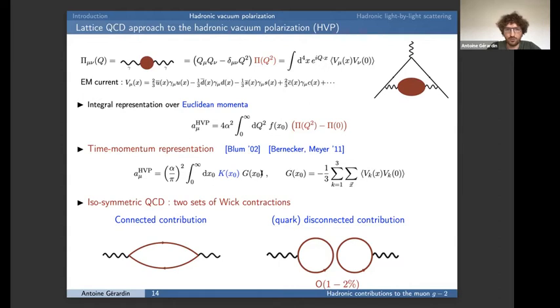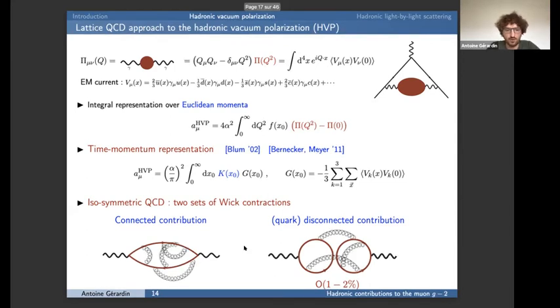So if we consider for now only isosymmetric QCD, it means that we have two contributions that we want to compute. This one, which is called the connected contribution, and this one, which is called the disconnected contribution. Of course, in lattice QCD, we always have to remember that the gluons are summed to all orders non-perturbatively. So these two loops are always linked by gluons.